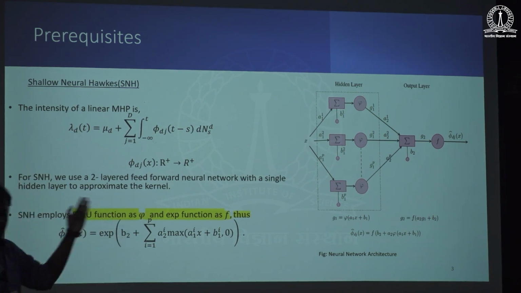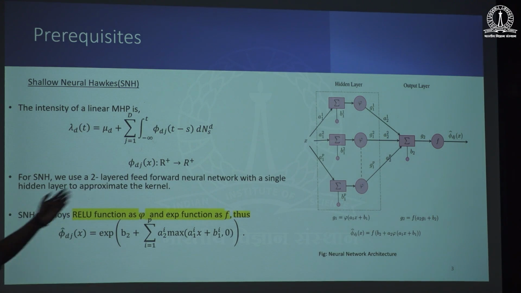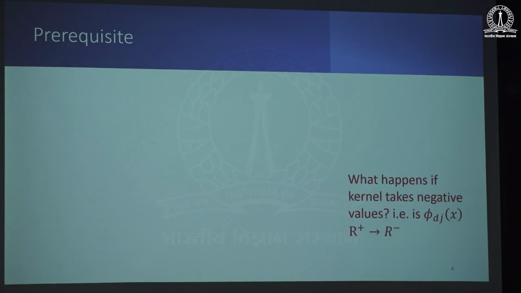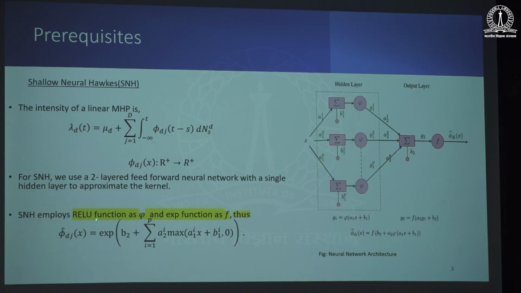This neural network is a shallow network in which there is only one hidden layer and one output layer. The main thing is the activation function. The network architecture is given here. There is an exponential activation function and a max activation function. So it's just a two-layered network, and I am using this to estimate the kernel of a linear Hawkes process. So I go next.